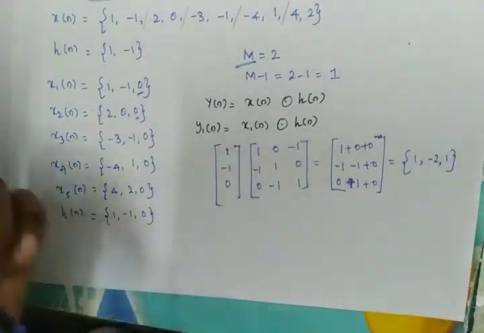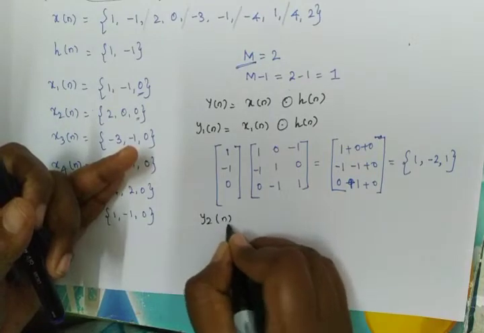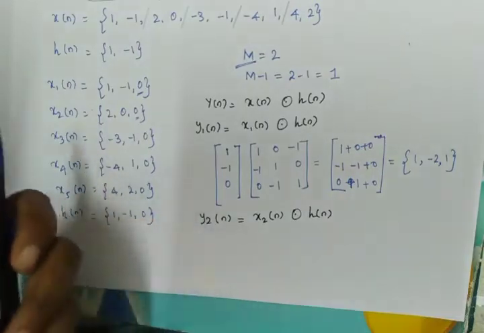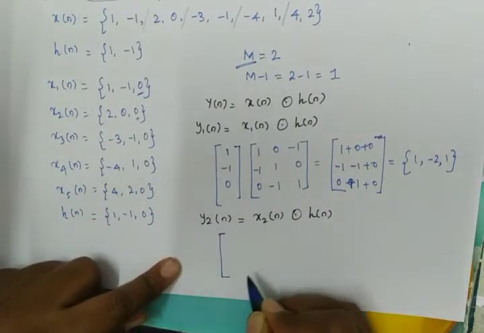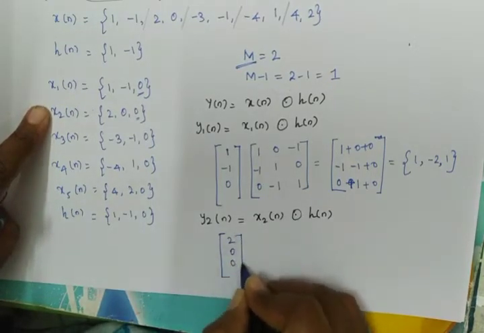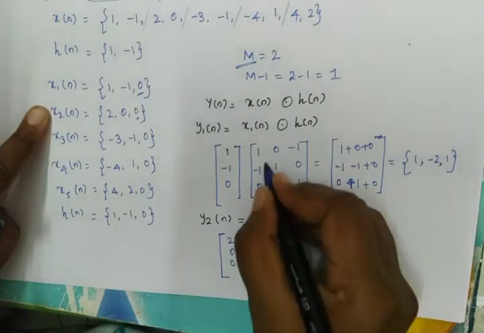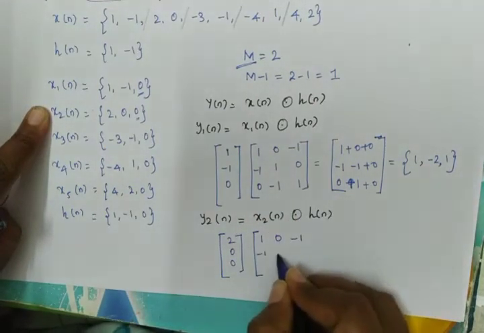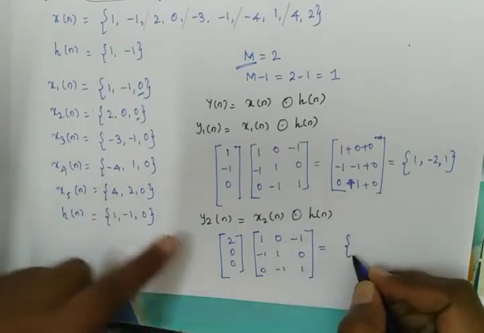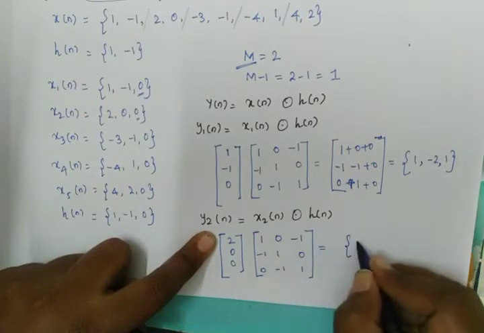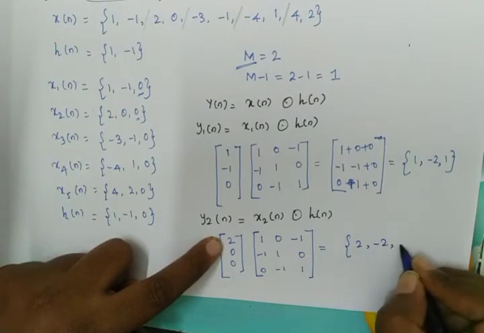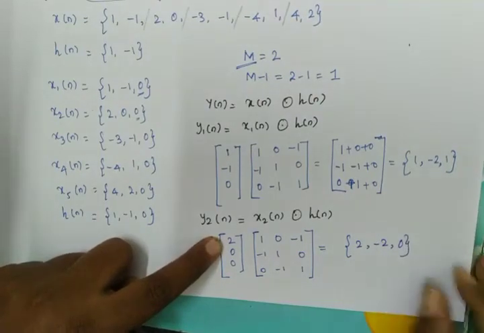Then y2 of n. What we have to find is y2 of n, which is equal to x2 of n circular convoluted with h of n. Now what is y2 of n? x2 of n we have written here, that is 2 0 0. It is circular convoluted with h of n. So here we have h of n as 1 0 minus 1, minus 1 1 0, 0 minus 1 1. So we will get the answer as 2 comma minus 2, then 0. 2 minus 2 0. That's it.